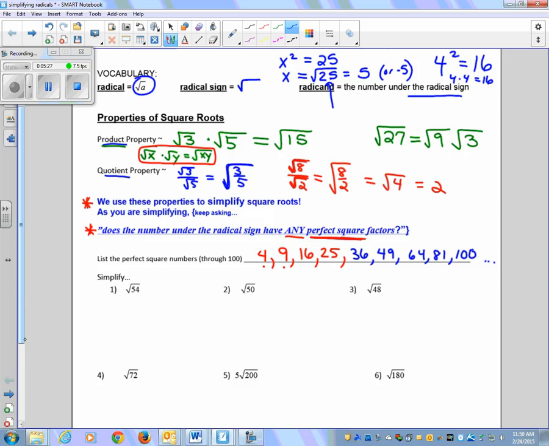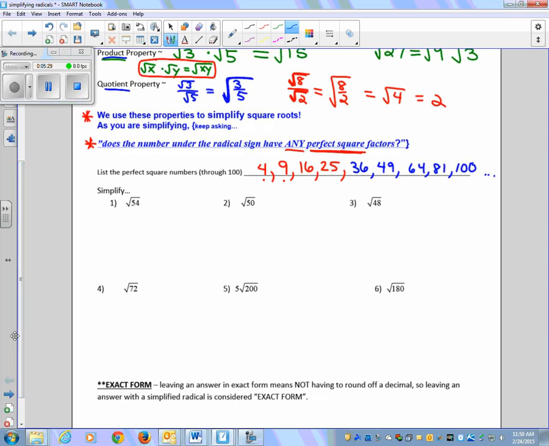Okay, we are going to use those perfect square numbers when we are simplifying radicals. So here we have, oh gosh, the bell's about to ring. This is bad. We're going to simplify this square root.